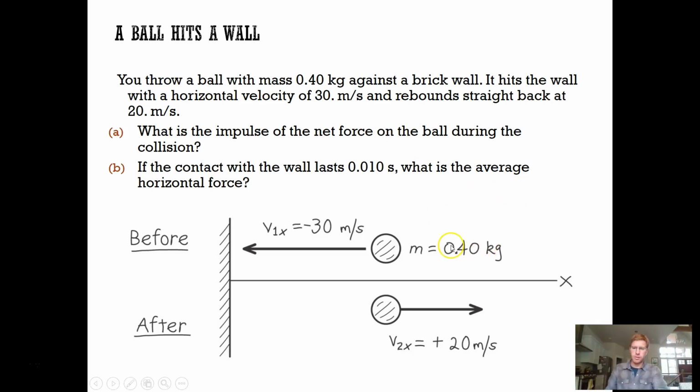So you take a ball, let's see, 0.4 kilograms. That's probably something like a soccer ball. I'm guessing it would have a mass in that range. So say you throw or kick a soccer ball at some wall. It goes towards the wall at 30 meters per second, hits and bounces. Let's assume it's straight back at 20 meters per second.